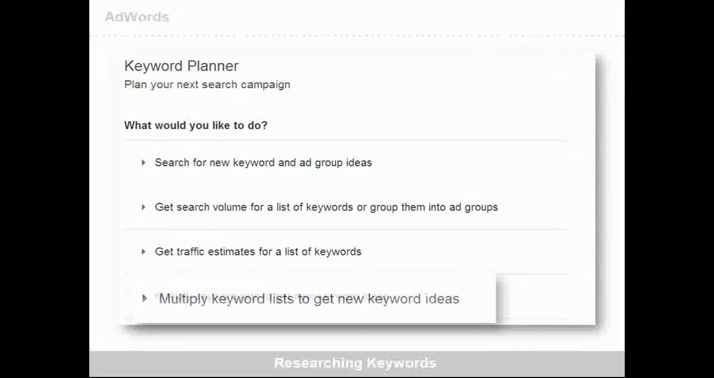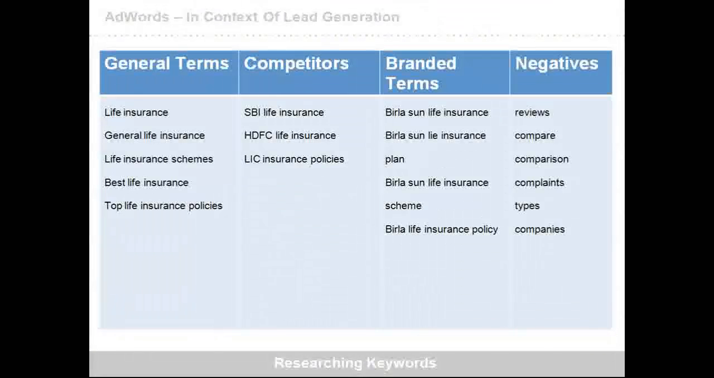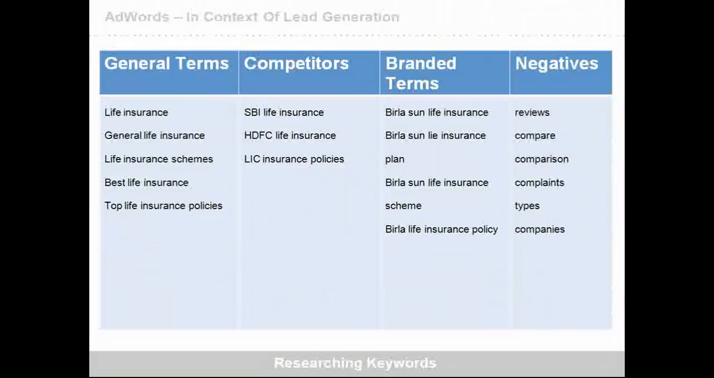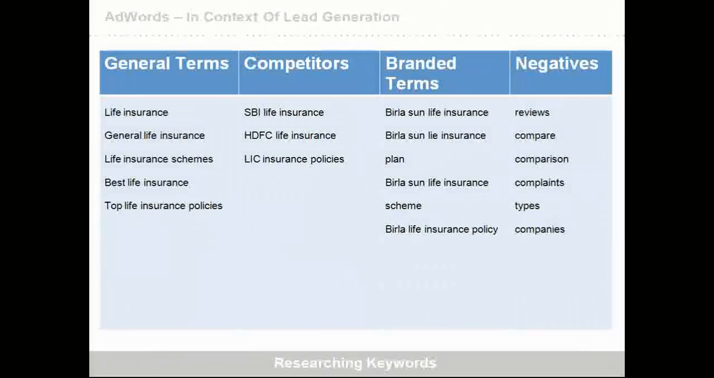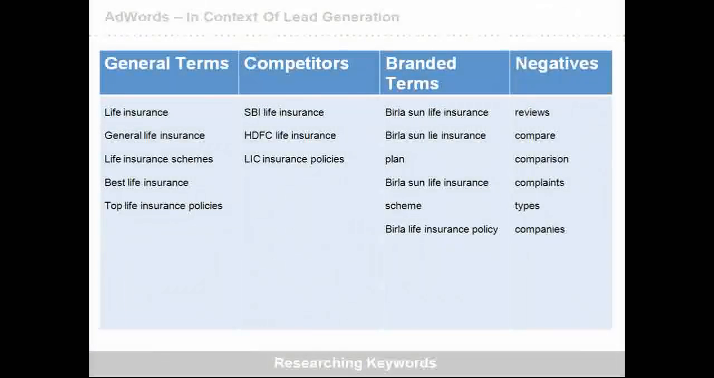The other thing that the keyword planner helps you do is multiply keyword lists to get new keyword ideas. Now, this is also something that you can do within AdWords Editor. But with AdWords Editor, you have to manually enter the words you're looking at, and then it multiplies the list with the other. This is something you can do while you're online within your account, and this option is great for you to pull up a list of keywords you can then share with your clients for them to approve and go ahead with.